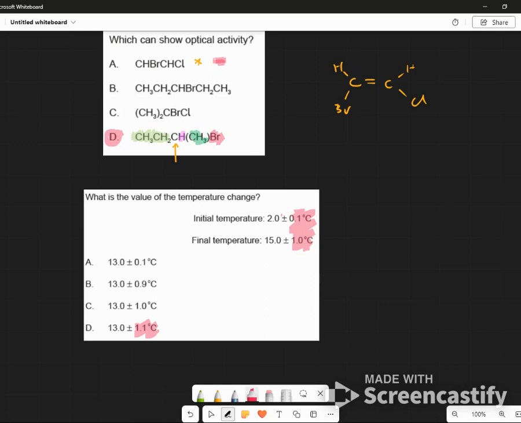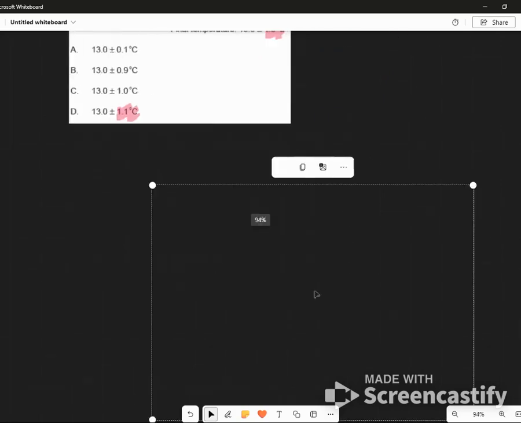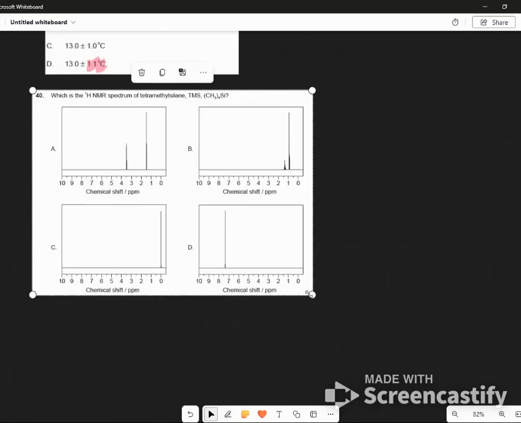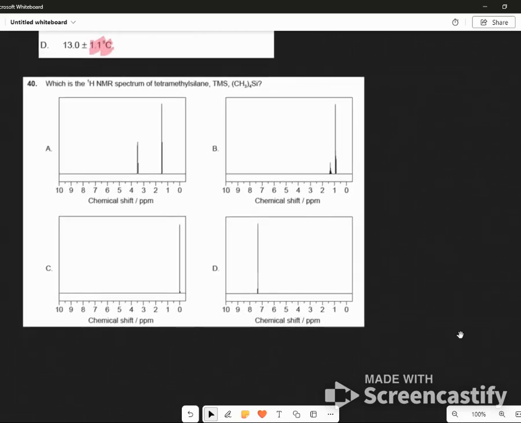Last one. I like these NMRs. Oh, God, you can't see it very well, though. Let's do that again. This is an NMR question. Let's make this a little bit bigger. Okay, which is the NMR spectrum of tetrasilane? Oh, that's quite easy. That's an easy one.